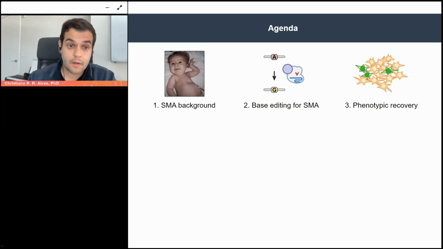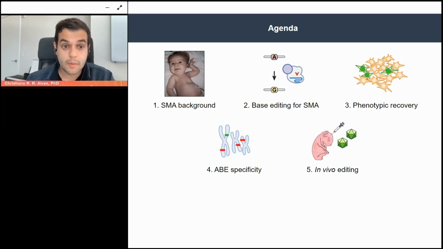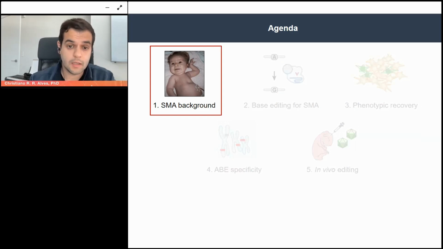Then we'll show some data from our laboratory in terms of phenotypic recovery, so changing the phenotype of cells derived from SMA patients. Then I will explore a bit about the potential off-targets, potential side effects that we could have with this therapy, and what we're developing in terms of gene editing technology to try to mitigate these effects. And finally, I hope to wrap up today with some in vivo data, showing the delivery of these base editors in an SMA mouse model. Let's first dive into the SMA background.